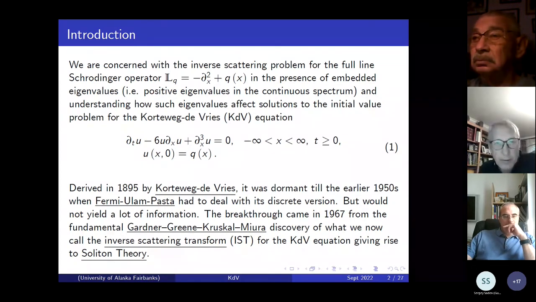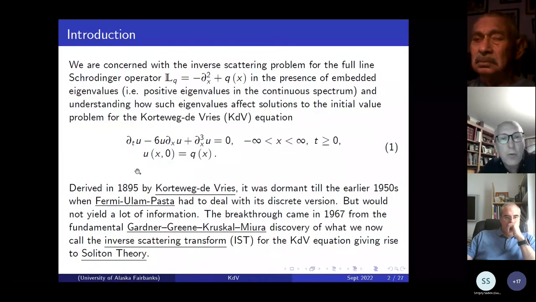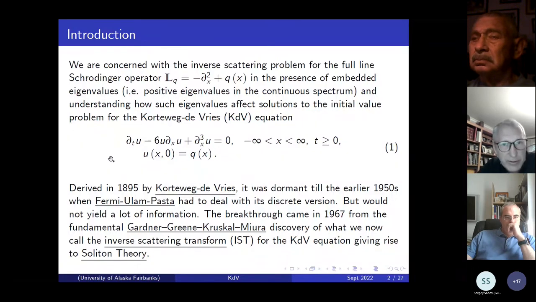So I'm concerned with the Korteweg-de Vries equation, KdV for short, which was derived in 1895, well over 100 years ago, by Korteweg and de Vries, two Dutch mathematicians. And in the reduced form, it looks really simple. It's a third order PDE with quadratic nonlinearity. And we are going to consider this equation on the whole real line and assume that the initial profile or initial data is given.